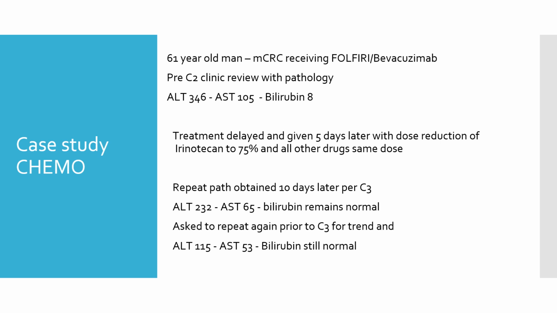So he was well within himself, didn't understand why there was a problem. He had a history of drug and alcohol use, and he also had hepatitis previously. So we delayed treatment. We actually gave it just under a week later with a dose reduction of the irinotecan to 75%, and all of the drugs stayed the same.